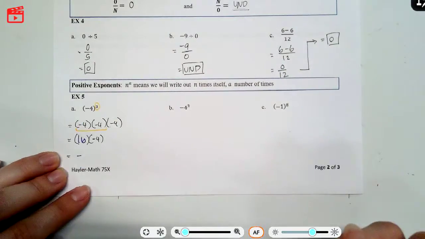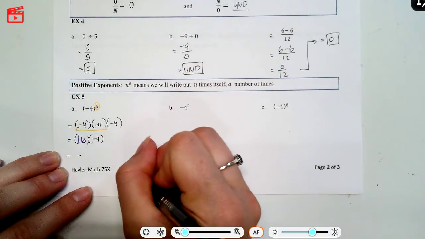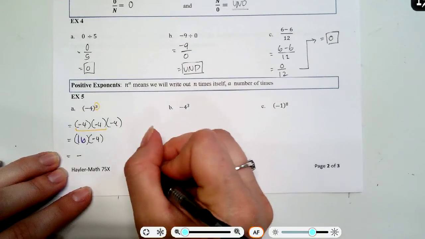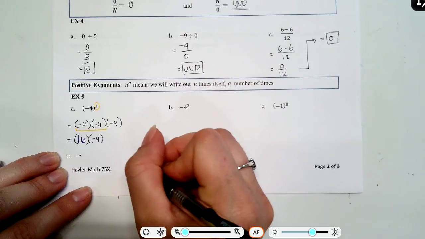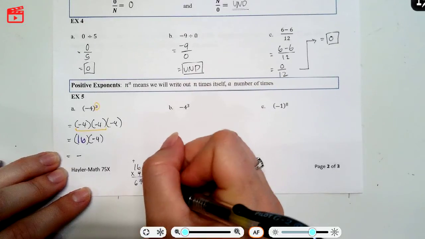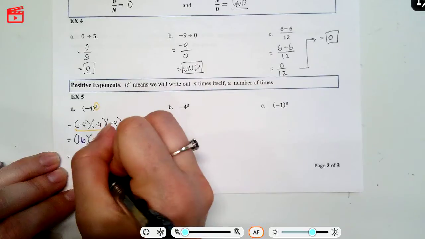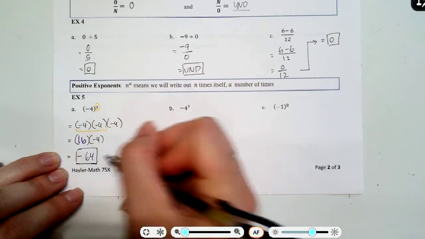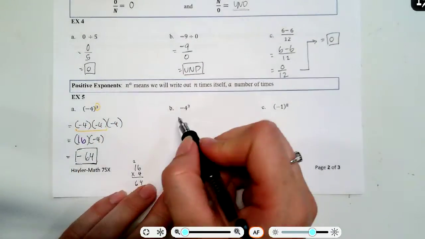But then what is 16 times 4? Let's do that on the side. So that's going to be 6 times 4, which is 24. 4 times 1 is 4, plus 2 is 6. So our answer is going to be negative 64. All right, let's take a look at B.